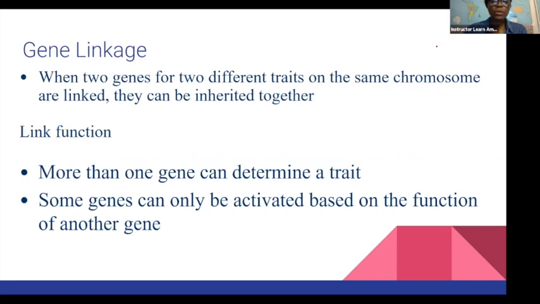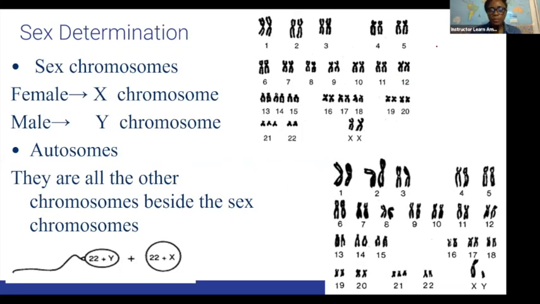Gene linkage: we could also see that there are certain traits that will be linked together. Like if someone has red hair, most likely they have freckles. Another one, if you have dark hair, most likely you'll have brown eyes, things like that. So they're most likely to be linked together.